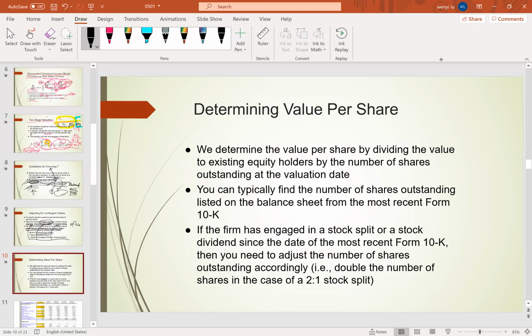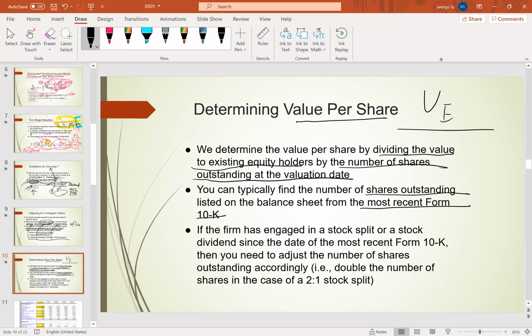After you solve the equity value using the two-stage model, we divide the equity value by how many shares are outstanding to solve the value per share. So we determine the value per share by dividing the value to existing shareholders by the number of shares outstanding at the valuation date. You can typically find this number from the balance sheet, from the most recent Form 10-K. For example, for our project, you can get how many shares outstanding the company has from the Form 10-K, to see how many shares were outstanding on the date when we do the valuation.